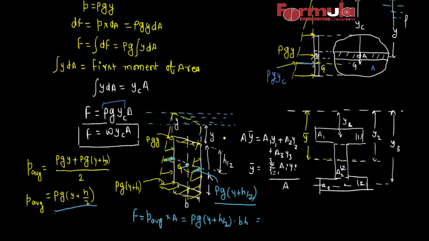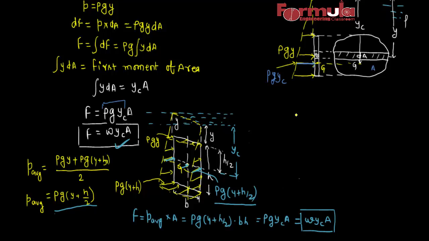And obviously we can say that this is let yc. Yc is the distance of the center of gravity of the body from the free surface of the fluid. So we can write rho g yc, and b into h is the area, and rho g we can write as the specific weight of fluid w. So this is w yc A. Again we are getting the same formula, that is w yc A. So I think the point is clear.